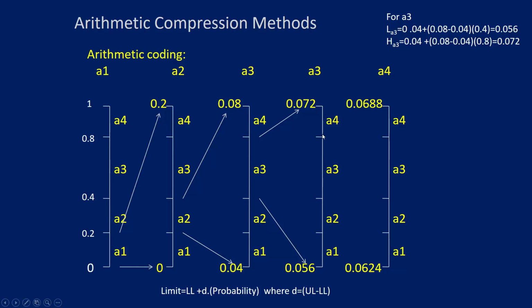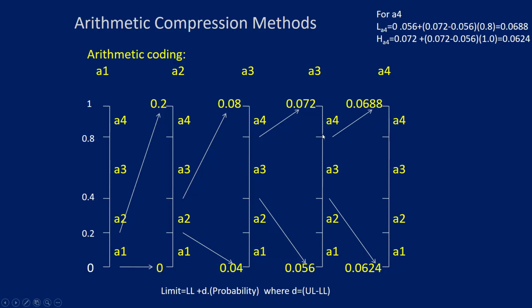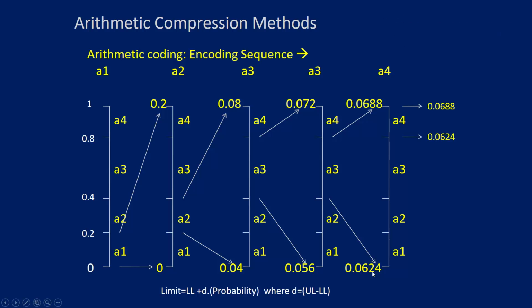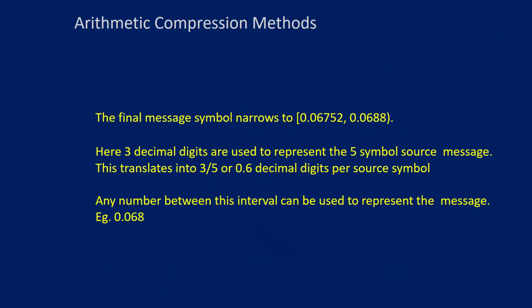Similarly, we are going to expand A4. For A4 the lower limit is 0.056 and the upper limit is 0.072, and the limits come out to be 0.0688 and 0.0624. The final message symbol narrows to 0.06752 and 0.0688, so it comes out to be in between these.